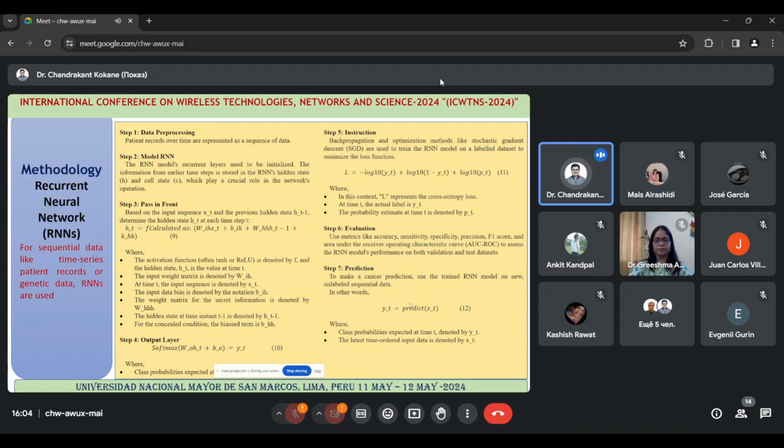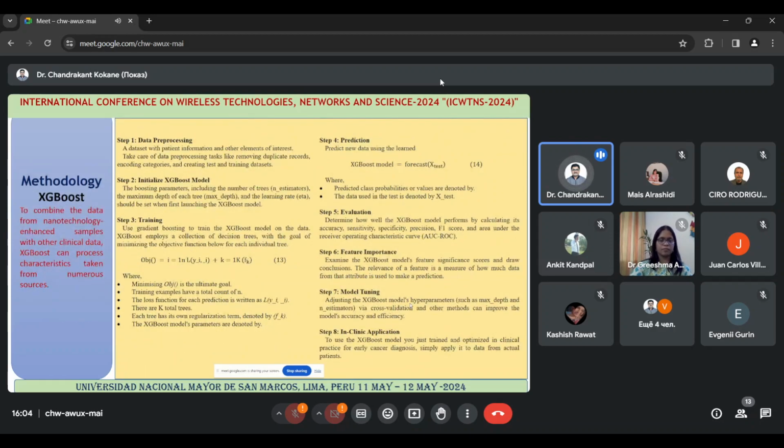After that, the model comes. The important keywords are fetched from the patient records, which will be considered for the training and testing purpose. Whatever keywords we get will be represented with the help of word embeddings. In stage 2, the RNN model's recurrent layers need to be initialized. So we have the feature vectors, or the word vectors, here.